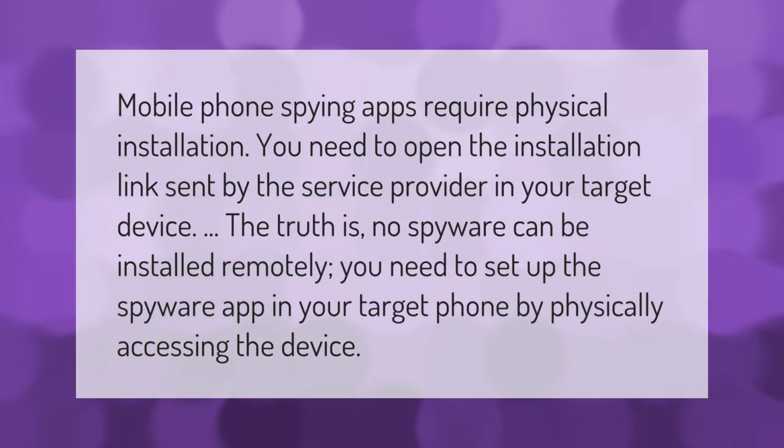Mobile phone spying apps require physical installation. You need to open the installation link sent by the service provider in your target device. The truth is, no spyware can be installed remotely. You need to set up the spyware app in your target phone by physically accessing the device.